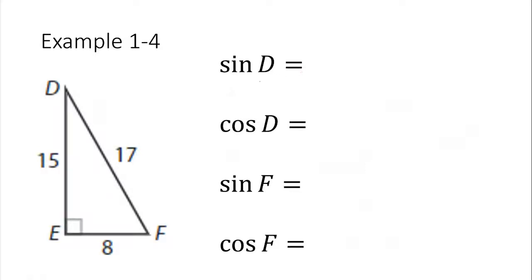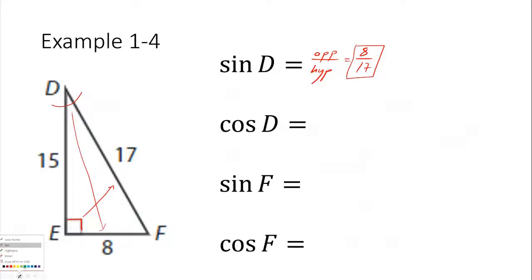All right, example one, sine of D. Sine is basically, its definition is the opposite over the hypotenuse. We're going off of D for our acute angle, that's our reference angle. On the opposite side of that angle, we have EF, which happens to be 8. And then the hypotenuse is always on the opposite side of the 90 degree right angle. It's the largest line segment of a right triangle, which is 17. So there's my sine ratio for angle D.